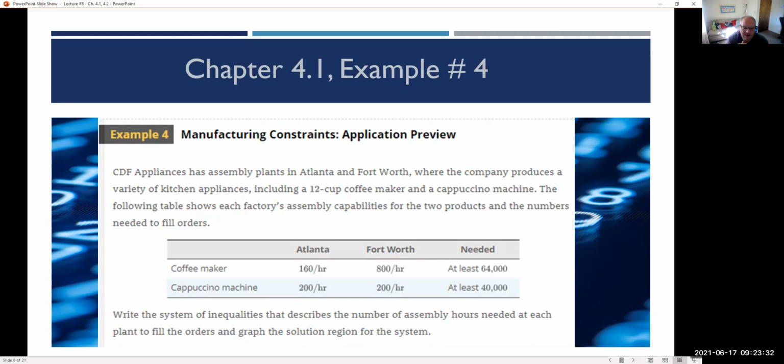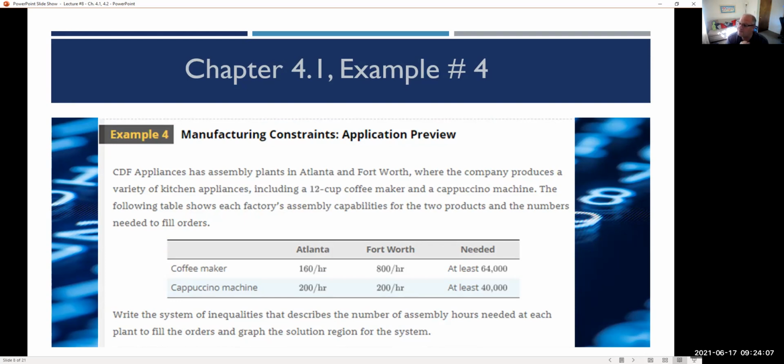We have some information about what it's like to make a coffee maker at Atlanta. We can make 160 of them per hour if we use the Atlanta factory. We can make 800 coffee makers per hour if we use the machinery in the factory at Fort Worth. Likewise can be said for the cappuccino machine in Atlanta and Fort Worth, respectively. It is crucial that for our market equilibrium and for our sales to be in the right place, that we have at least 6,400 coffee makers to put on the shelves in all of the stores. It also is crucial that we have at least 40,000 cappuccino machines.